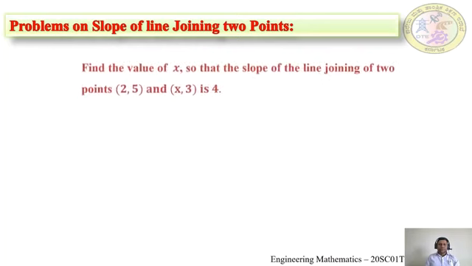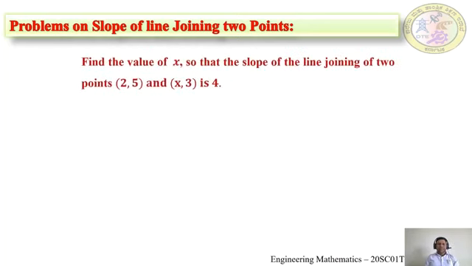Find the value of x so that the slope of the line joining the 2 points (2, 5) and (x, 3) is 4.